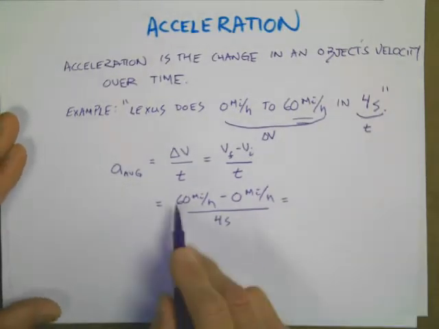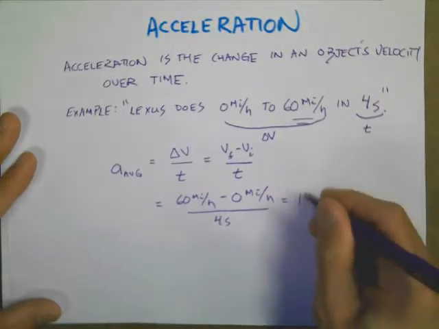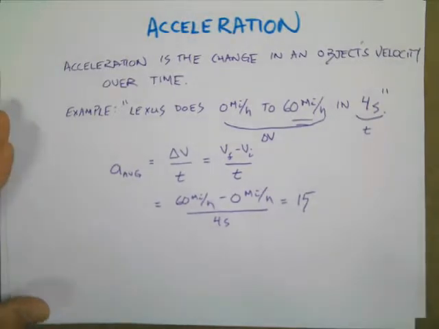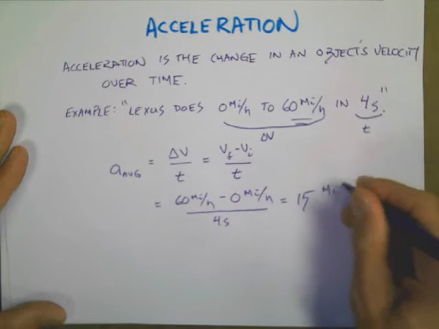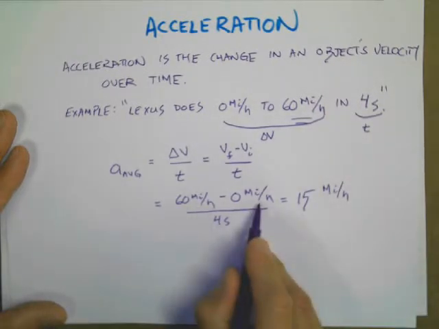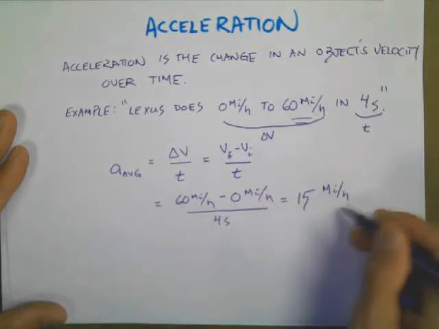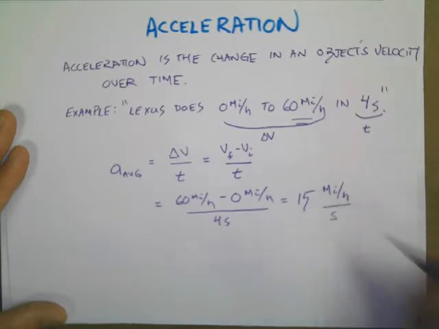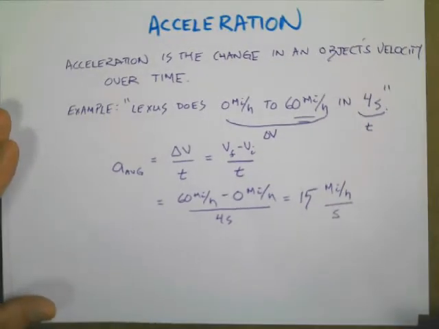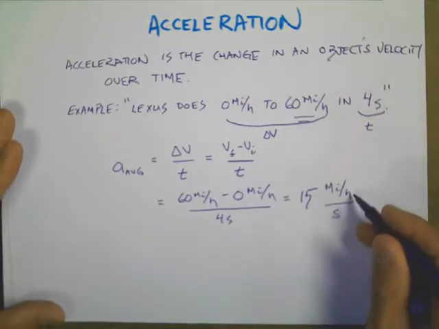If you do the math on this, you get 60 minus 0 divided by 4, it's 15, right? And the units are a little bit weird. It's miles per hour on top. Those units stay because you're just subtracting two measurements. And then you still have to divide by seconds. The seconds don't cancel out the hours.